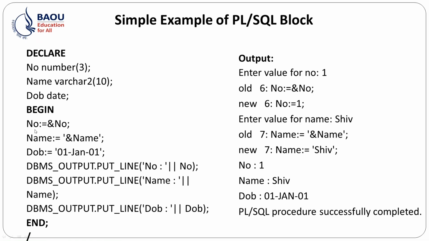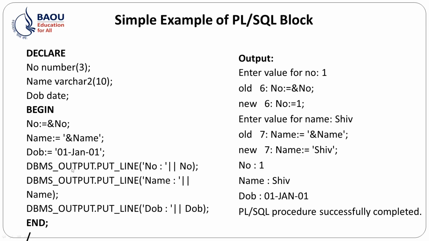Here, number is the number data type, an integer value, and name is a VARCHAR2. So we can define it as a single quotation &name. So the user can enter the value, which is stored in name. Then date of birth. Date of birth is always written in single quotation marks and the value is fixed. So it will be stored in the date of birth field.